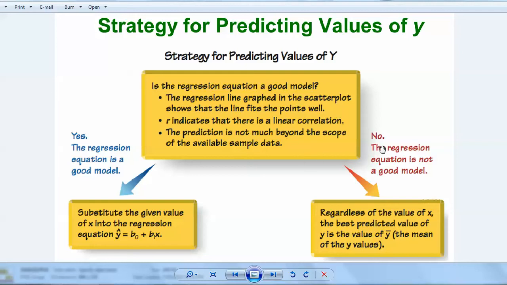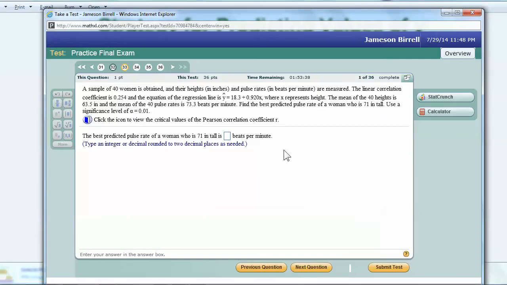All right, so if we're going to follow this part of the flow, then regardless of the value of x, the best predicted value of y is y bar. And that's why they had to feed us this little bit of information right here, the mean of the x's and the mean of the y's. So we're going to say the best estimate is 73.3 beats per minute. Even though they're talking about a woman who's 71 inches tall, I don't care if she was 71 inches tall or 60 inches tall or whatever. It's still our best estimate.